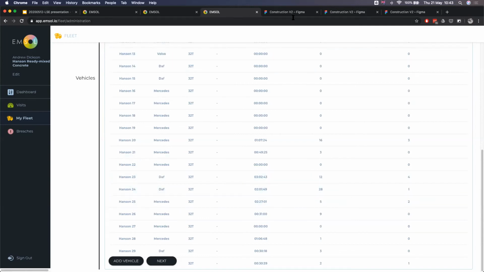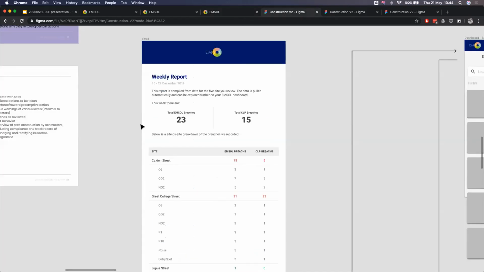Okay, I'm going to show now what we think the future might hold for air quality. So we're always developing our system, and we've got some designs that we're working on implementing at the moment, and we hope for them to be live in the system for the next couple of months. So this is the first view I'm going to show.